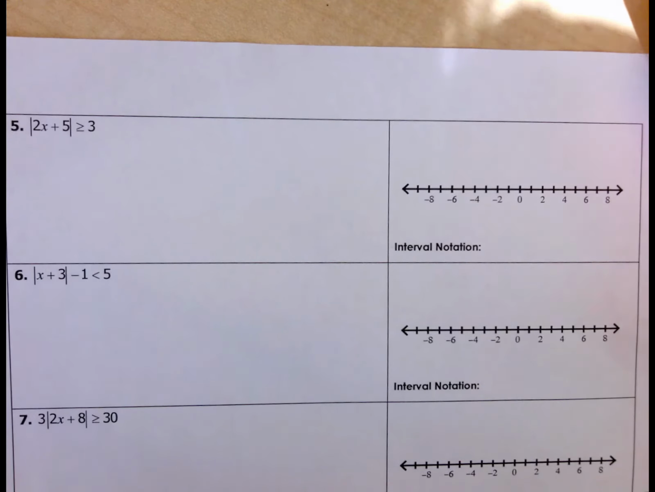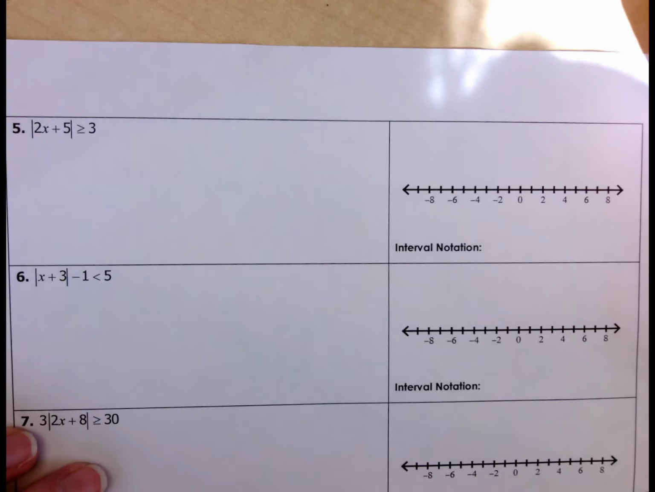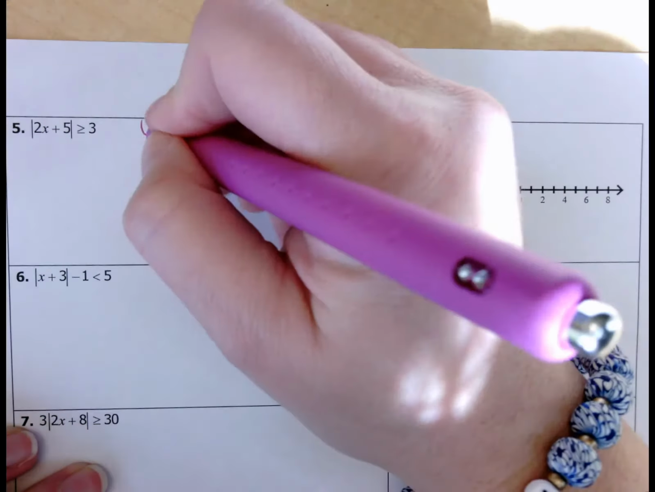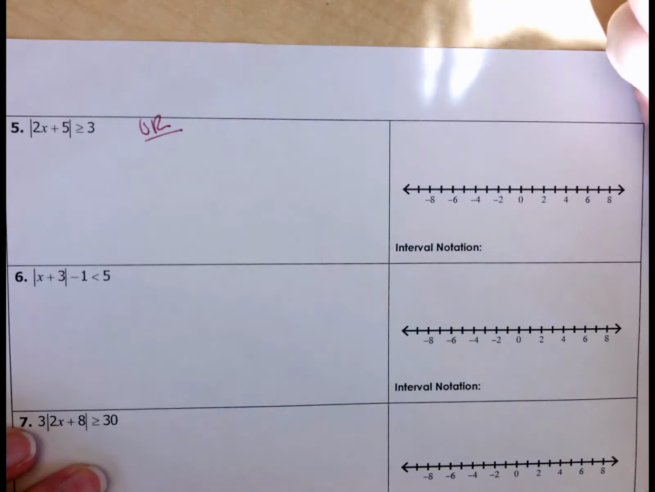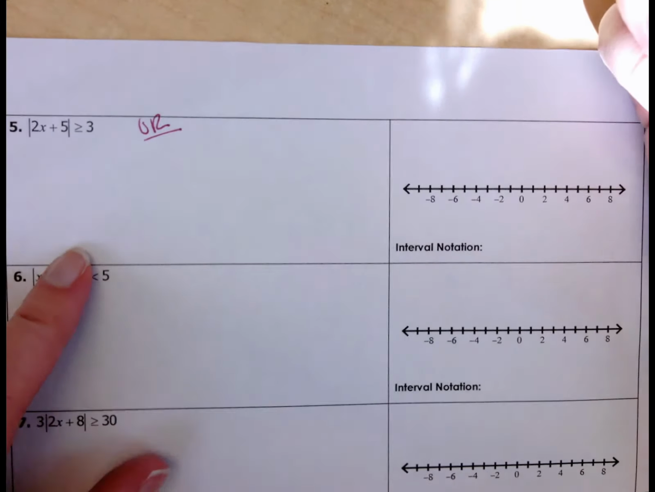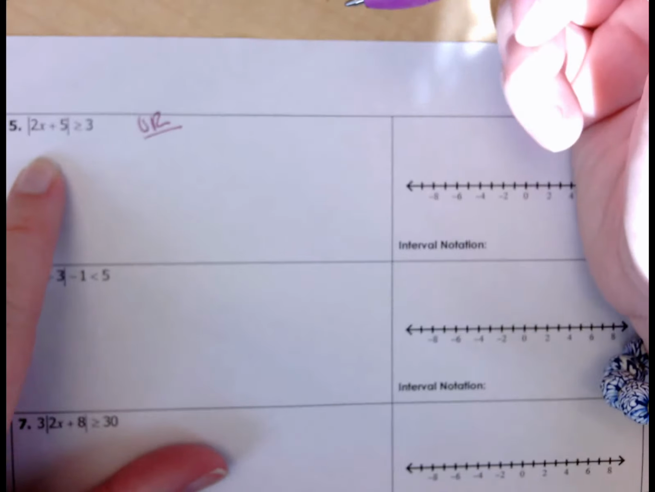Examples together, and then I'm going to let you guys do some practice on your own. So we're going to do number 5 together. Remember the steps from the front side of the page. First off, this is greater than, so we are going to be dealing with an or inequality here. Step number 1 is to isolate. These are already isolated, so we're very lucky we don't have to do step 1.